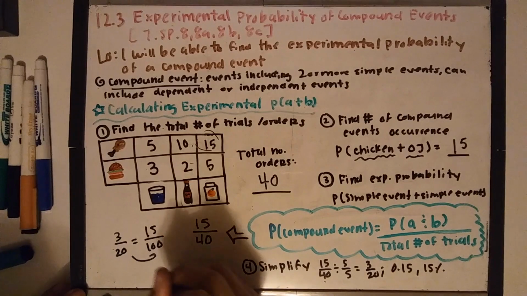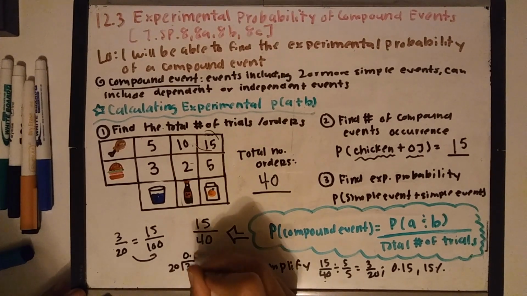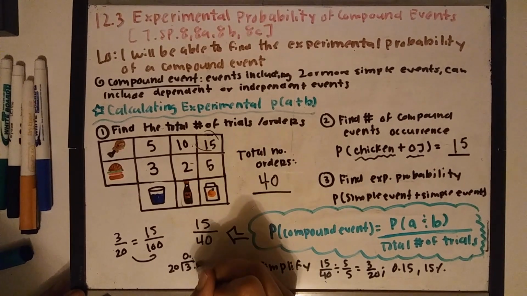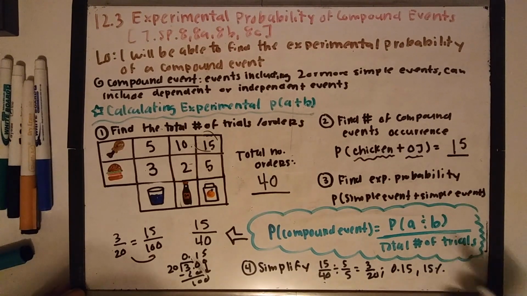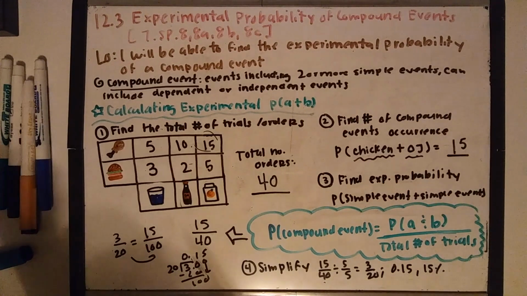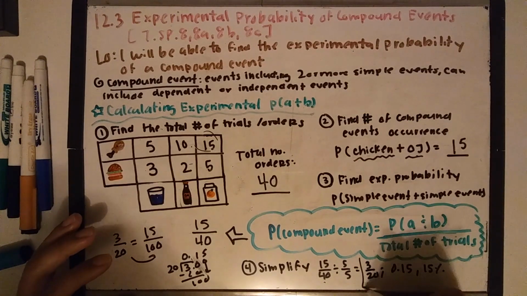If you want to do the other way, you go 3 over 20. 3 divided by 20. So that's 0 times. Oops. That's 1 time. And then 0, bring it down. So that's 5. So I end up with the same answer. So the compound probability of getting the order of chicken with orange juice is this right here.